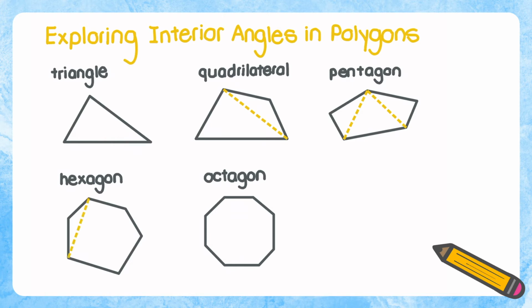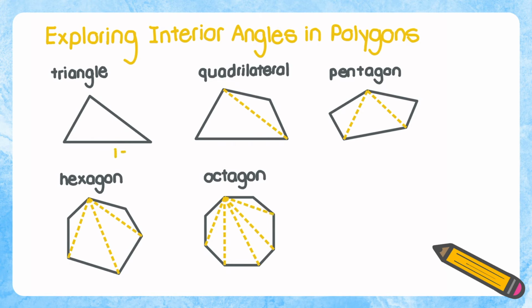For the hexagon, let's see, I was able to find 4 triangles. And for the octagon, I got a total of 6 triangles.